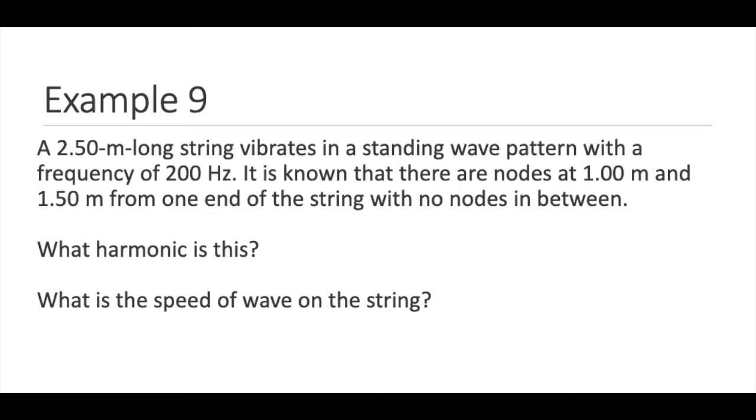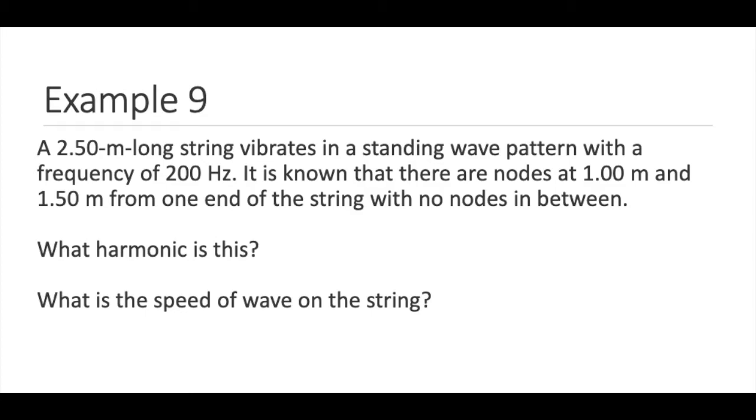Example 9, a 2.5 meter long string is vibrating in a standing wave pattern with a frequency of 200 Hz. It is known that there are nodes at 1 meter and at 1.5 meters from one end of the string with no nodes in between. A, what harmonic is this? B, what is the speed of the waves on the string?